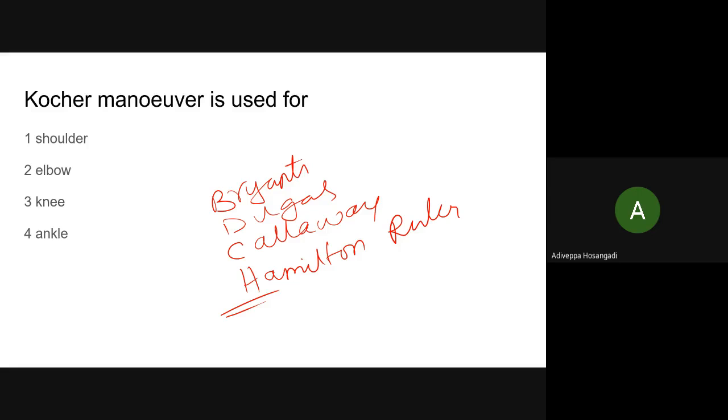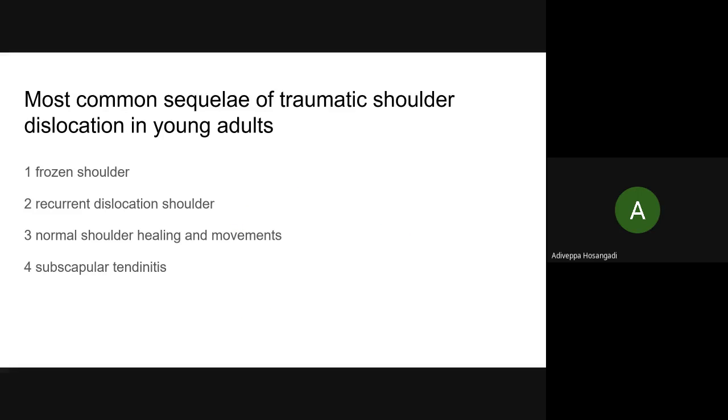But please remember this. So, most common sequelae of traumatic shoulder dislocation? Anybody can take this. This is a very interesting MCQ I found in the textbook. It is very, very applied orthopedics. You will remember this for a while. Sir, recurrent dislocation, sir. Very good. So recurrent dislocation is the most common complication of traumatic shoulder dislocation in young adults.